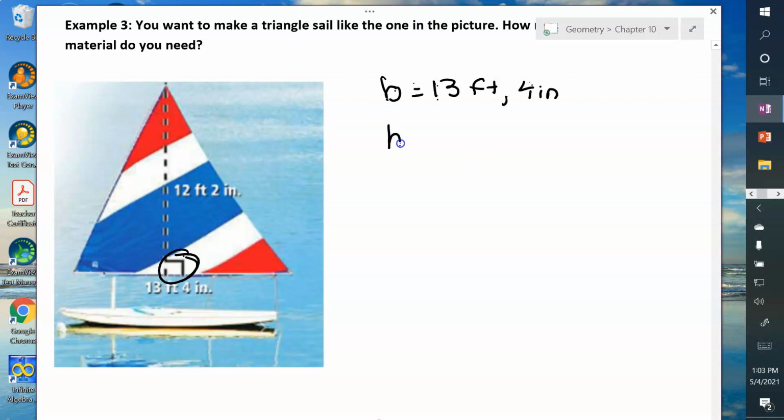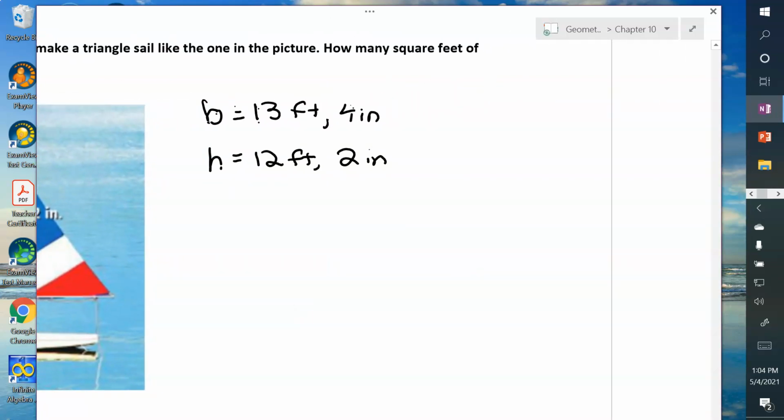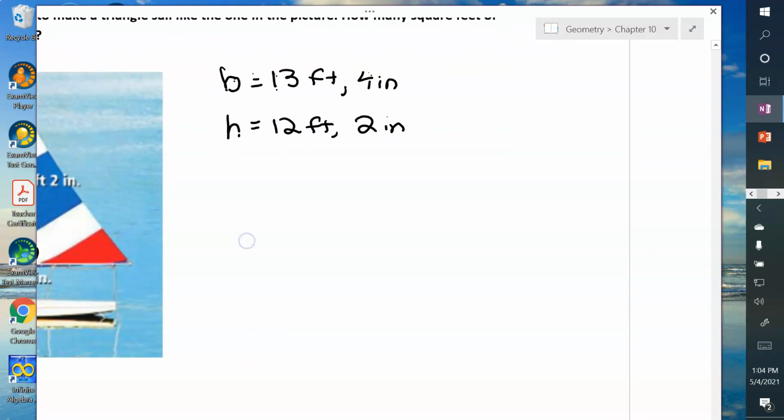And then my height is going to be 12 feet 2 inches. And again, I need to convert that into just one set of units. I don't want to combine feet and inches. So what I'm going to do is just convert everything. It says it wants square feet, so I'm going to convert everything into feet.